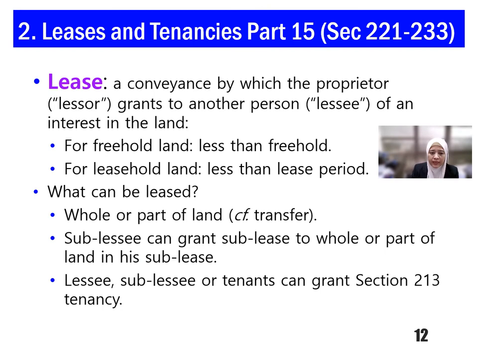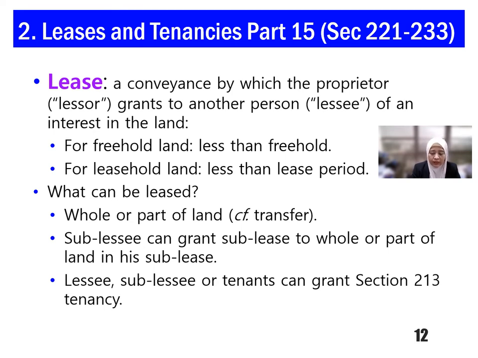Now, the next one is leases and tenancies, Part 15. So, again, you see here Part 15. All the forms are Form 15A, B, C, D and so on. So, for leases and tenancies, from section 221 until 233, what is a lease? First of all, you must know the definition of lease. It's a conveyance by which the proprietor, the lessor, grants to another person, the lessee, an interest in the land.